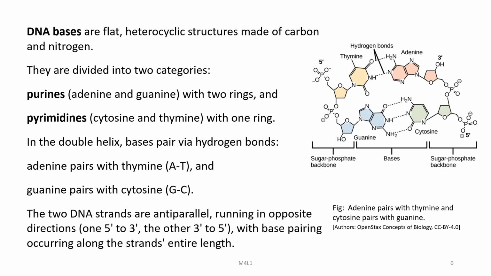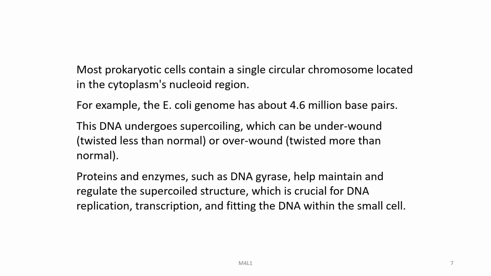And so, the two opposite strands are complementary to one another; only then can a DNA double helix be stable. Most prokaryotic cells contain a single circular chromosome located in the cytoplasm's nucleoid region, as is already known to you, and the E. coli genome has about 4.6 million base pairs.